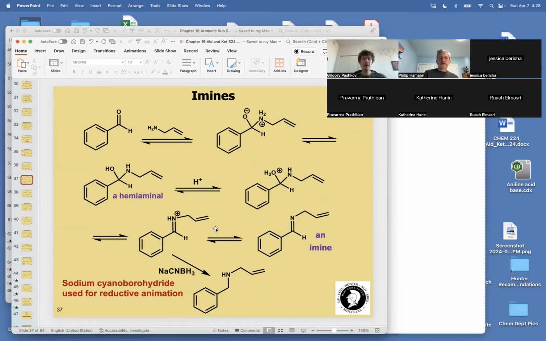But then it's got a little bit of acid there, and it has to be protonated for the final step. When it's protonated, this carbon is now reactive enough that even cyanoborohydride is capable of reducing it. Cyanoborohydride will not reduce an aldehyde, it's too weak. But a protonated imine, yeah, it'll reduce. Okay?